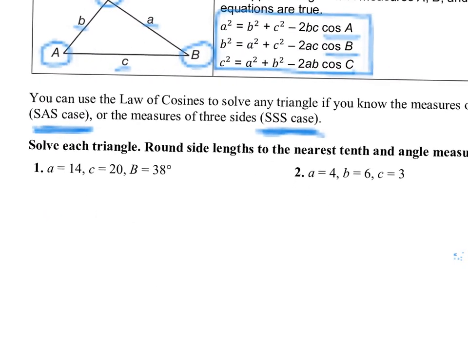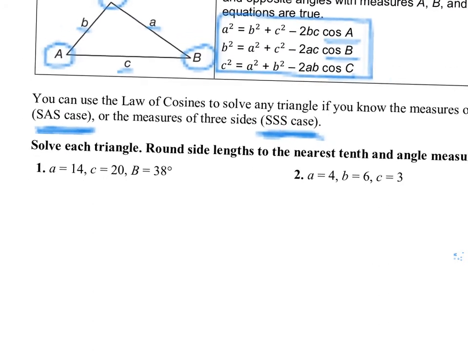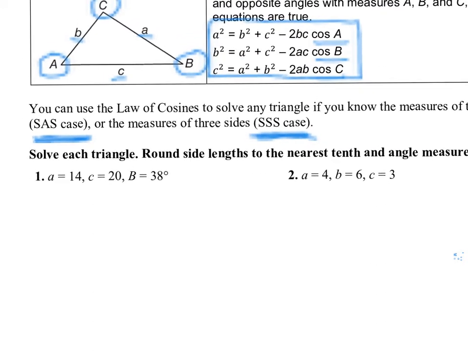Okay, for number 1, looks like we're given SAS. We're given side A, side C. The angle in between A and C has to be angle B. So we're going to use the second formula in the notes. We don't know side B. A is 14. C is 20. So it's A squared plus C squared minus 2, and then the sides we just used, but this time they're not squared. And we want to do cosine of 38.